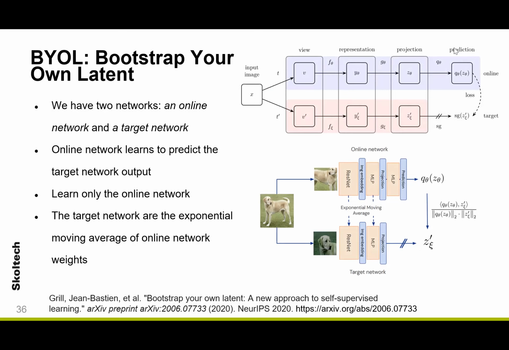And BYOL provides a framework to think only about positive pairs. Okay, we consider two networks, the so-called online network and the so-called target network. The online network is something we train, we learn it here. And the target is a rolling mean, an exponential moving average of the online network.